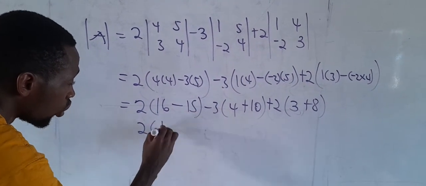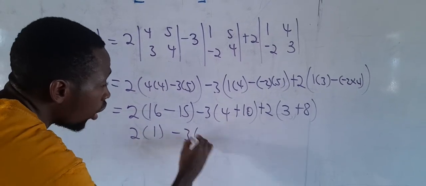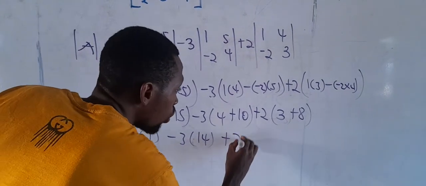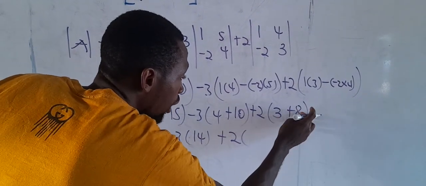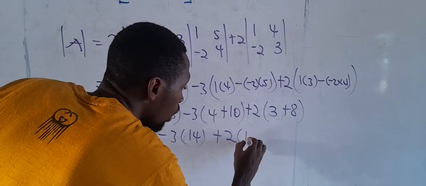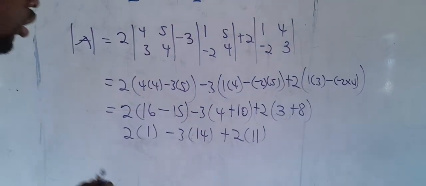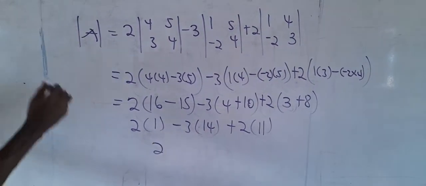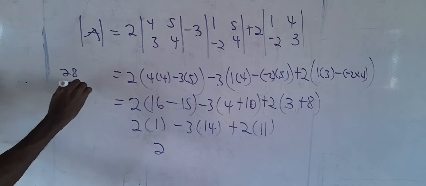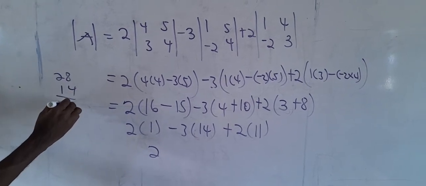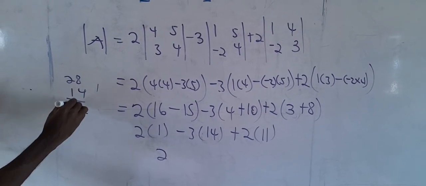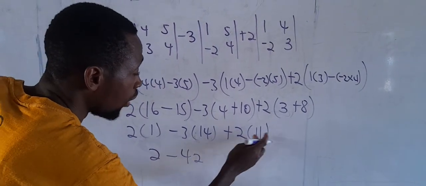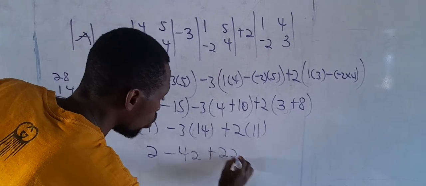16 minus 15 is 1. 4 plus 10 is 14. Plus 2. 3 plus 8 is 11. Now 2 times 1 is 2. Now 14 times 3 is 42. So minus 42. Then 2 times 11 will be 22.